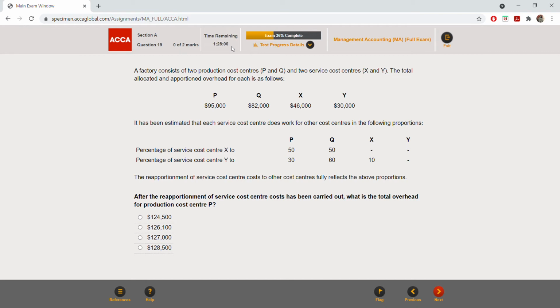So now, a factory consists of two production cost centers P and Q, and two service centers X and Y. It has been estimated that the service cost centers do work for the other cost centers in the following proportion. The proportion has been given. The reapportionment of service cost center costs fully reflects the above proportion. After the reapportionment of service cost has been carried out, what is the total overhead production cost for center P? So we are only worried about P.